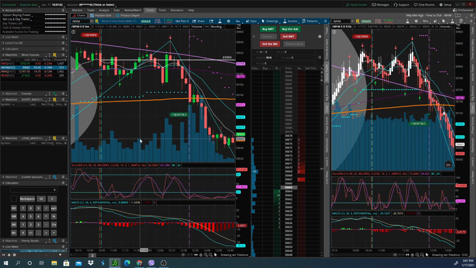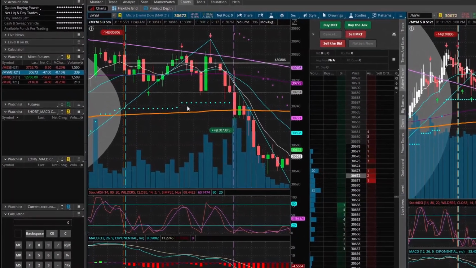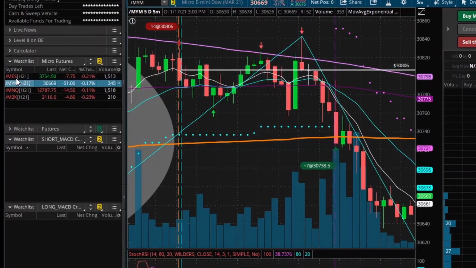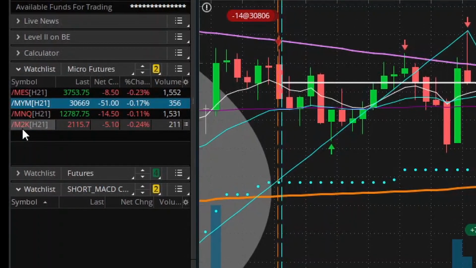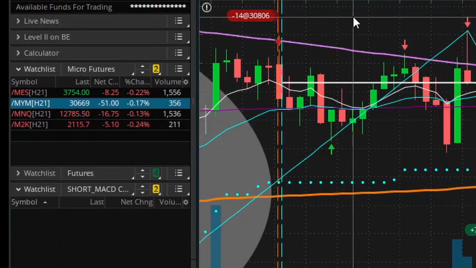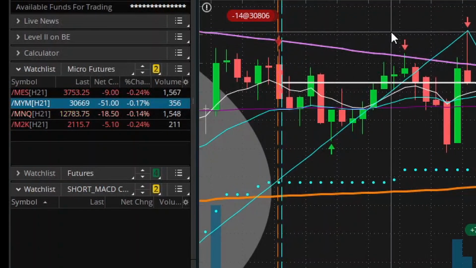If you're watching my content for the first time, I like to document my trading on the micro E-mini futures. There are 4 indexes that I could trade: the S&P 500, the Dow, the Nasdaq, or the Russell. I choose to trade the micro E-mini Dow because it's what I'm comfortable with.